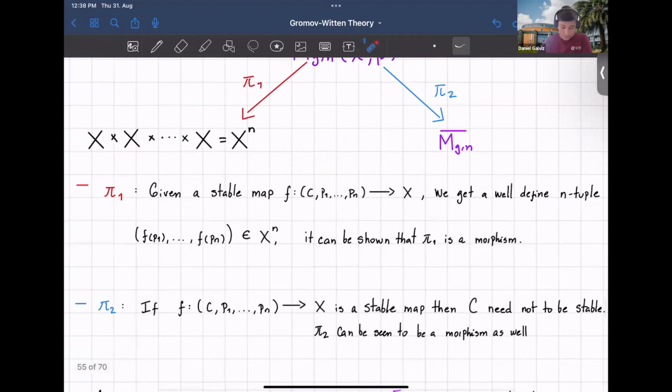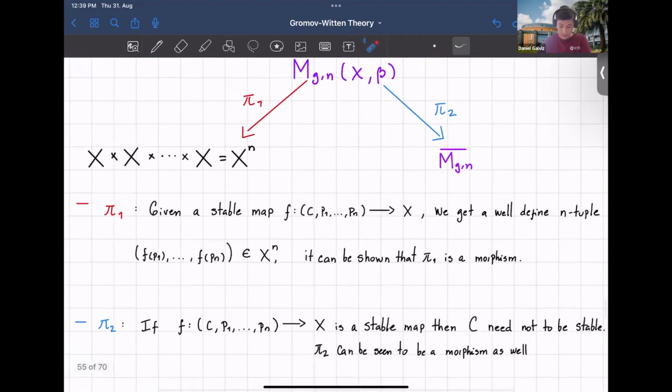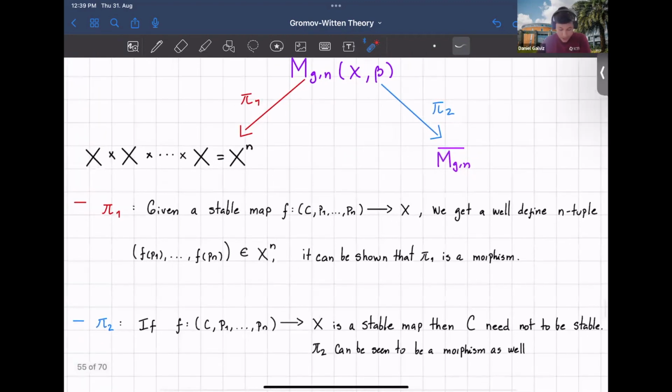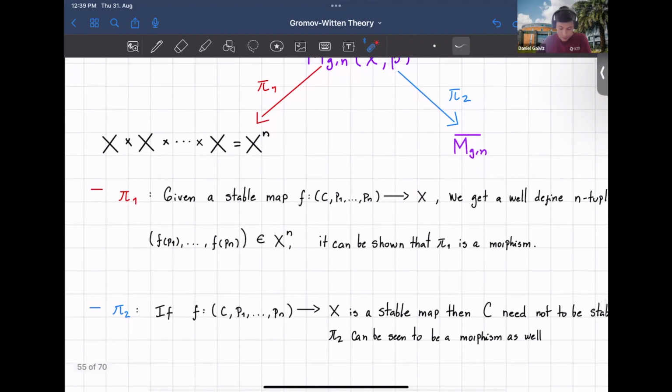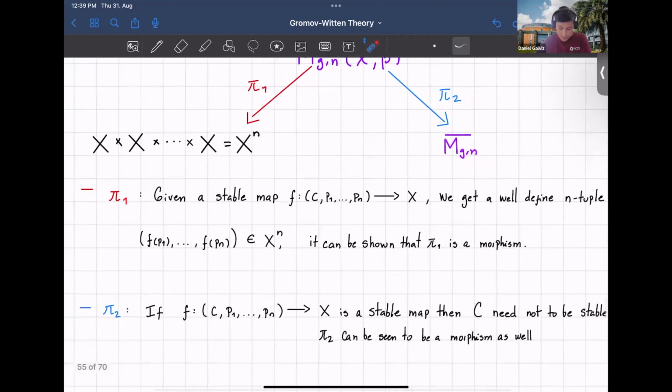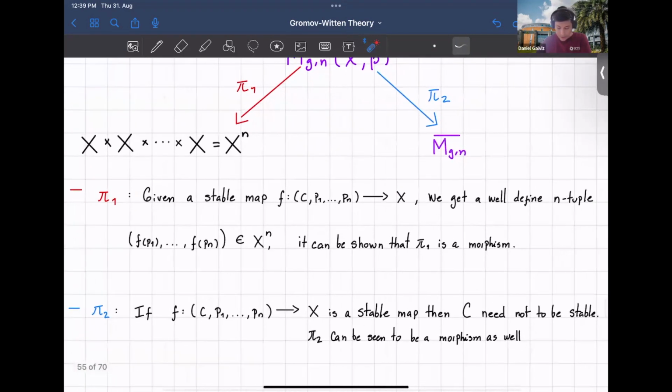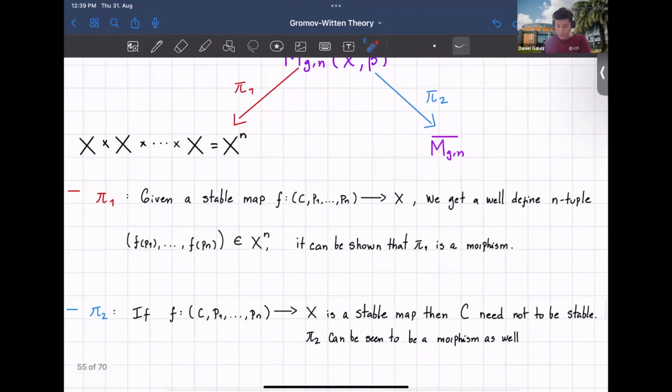Now, for the map P2, which forgets the information of X and beta, you have f taking the curve C and the N marked points, which is a stable map. Then C need not be stable, and P2 can be seen to be a morphism as well.